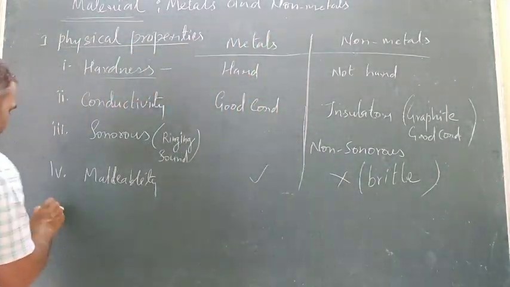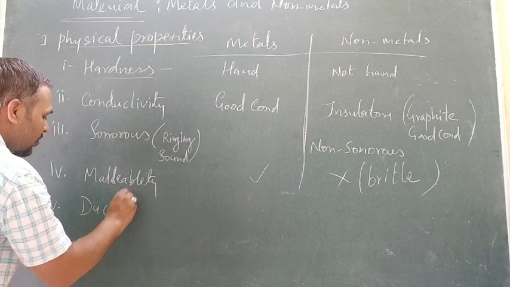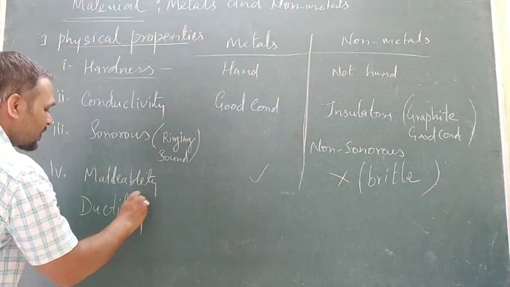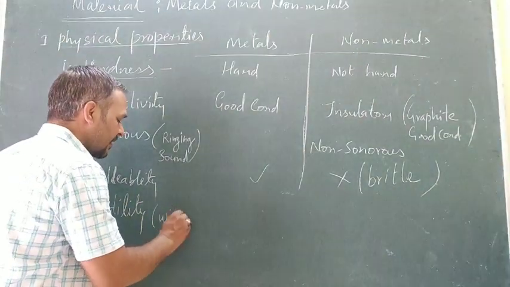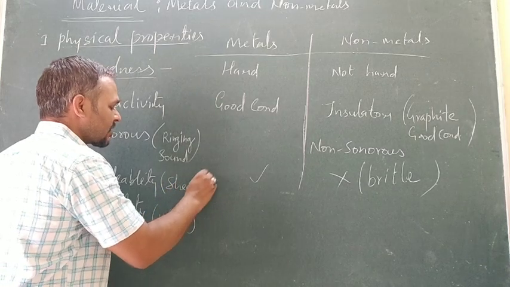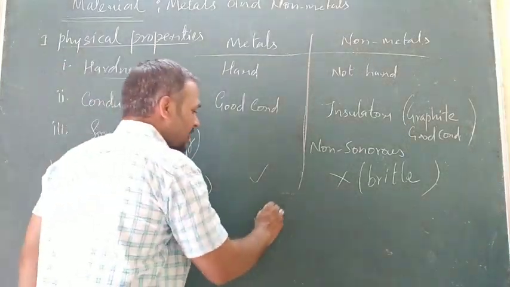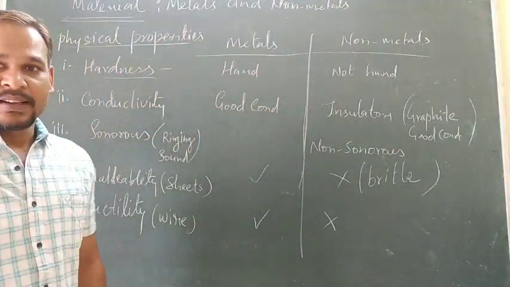Now, the next property is ductility. Metal can also be converted into wires, right? Into wires, while here they convert into sheets. So metals are ductile but non-metals are non-ductile.